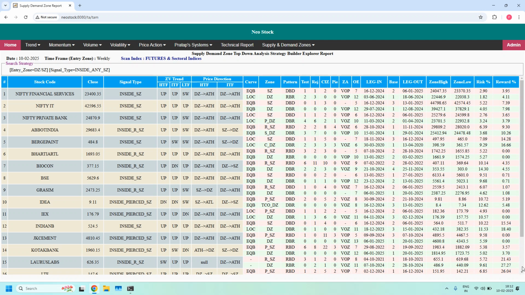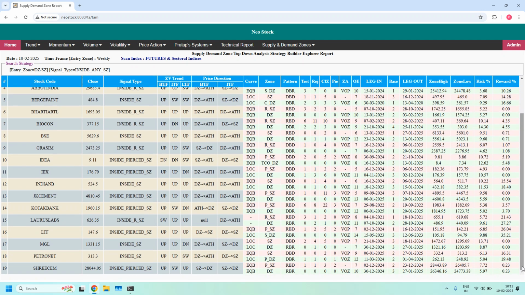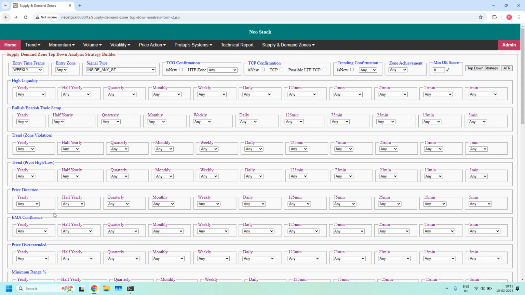I'm scrolling the list down. So total 19 stocks are filtered. Out of these 19, how many of these weekly supply zones are having weekly EMA confluence? Let us find those high probability supply zones, weekly supply zones.